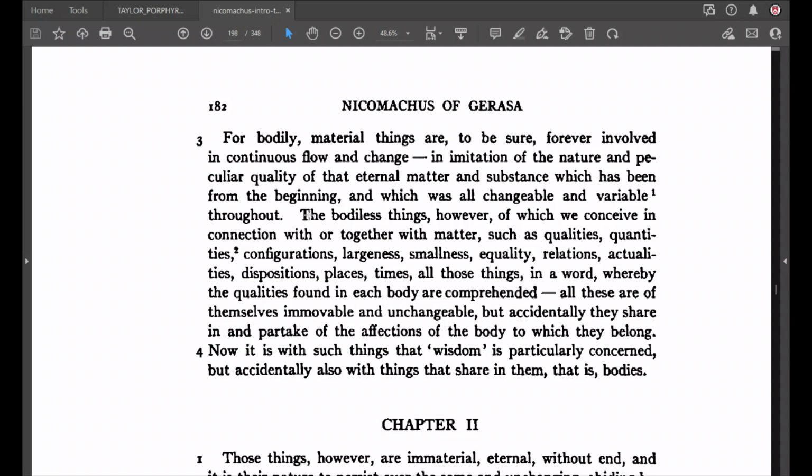Bodily material things, that is the stuff that's studied in modern science, are forever involved in continuous flow and change. They're constantly changing. Bodily things are constantly changing. And constantly doesn't necessarily mean every second. Like these desks, they don't disappear every second. They're not constantly disappearing and reappearing. That's not what he means by constantly. He just means they're always in a process of decay.